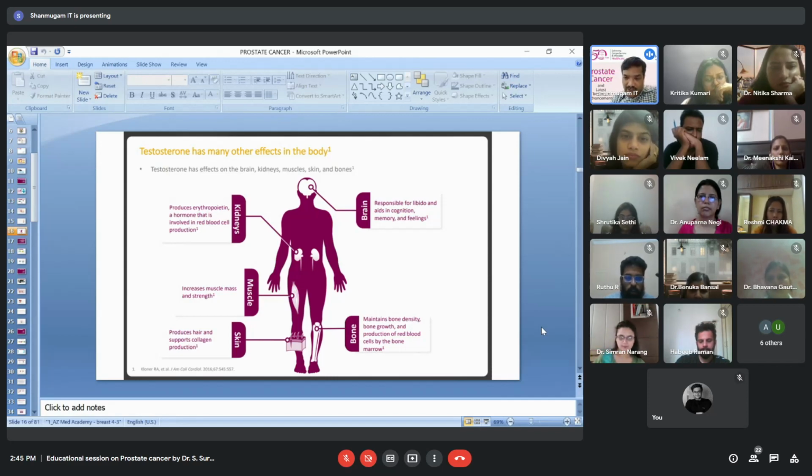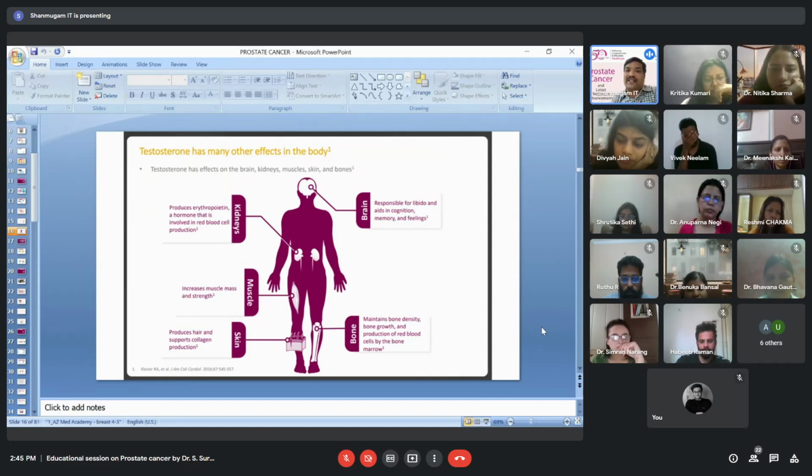So whenever we give anti-androgen therapy, we can expect anemia due to suppression of erythropoietin, loss of muscle mass and weakness, decreased hair growth and skin dryness, osteoporosis of the bones, and also decreased libido.